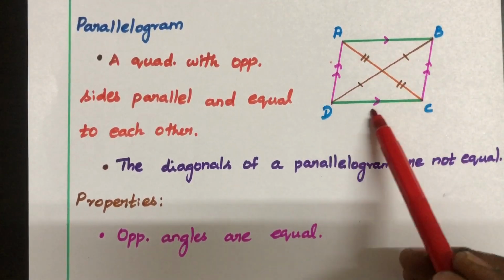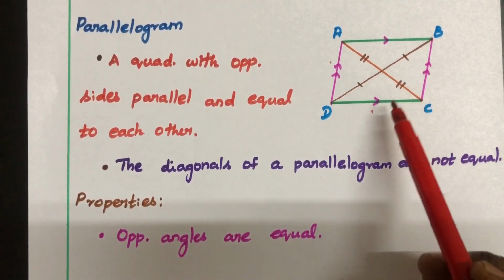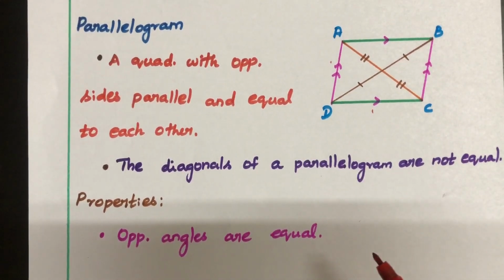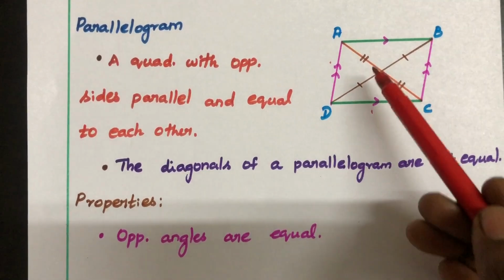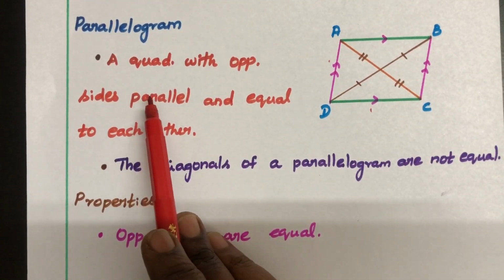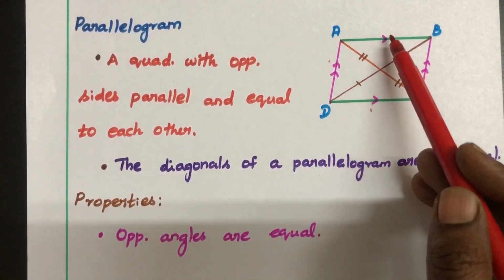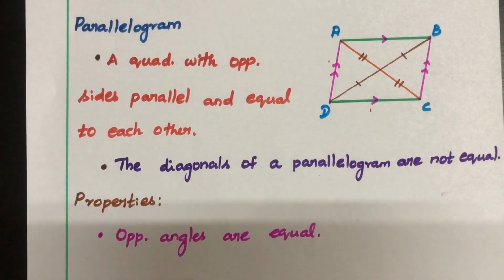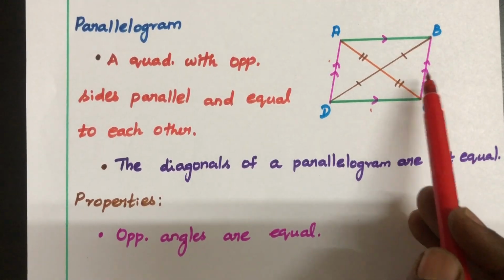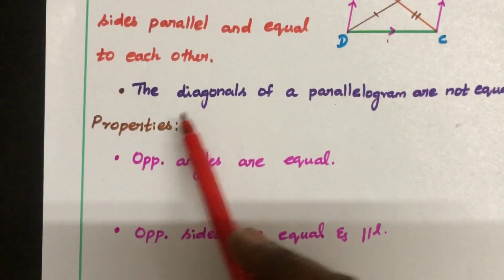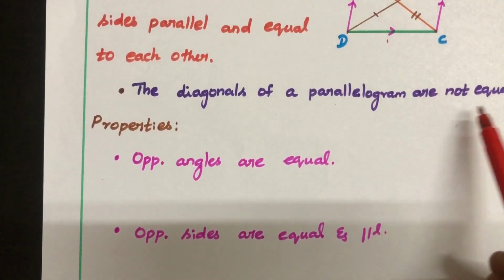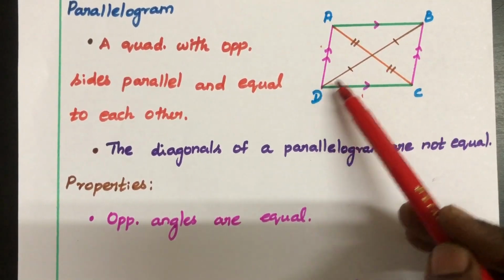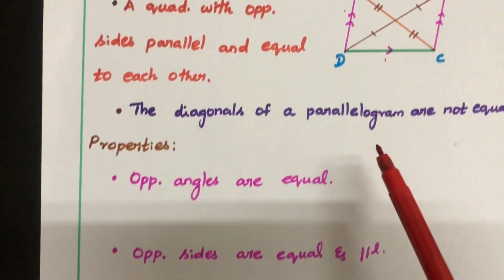That means two opposite sides parallel and equal to each other is called a parallelogram. See, in trapezium, a pair of opposite sides are parallel. But in parallelogram, both pairs of opposite sides are parallel, and additionally they must be equal to each other, right? The diagonals of a parallelogram are not equal. These diagonals are not equal. Have it in mind. This length is not equal to this length.